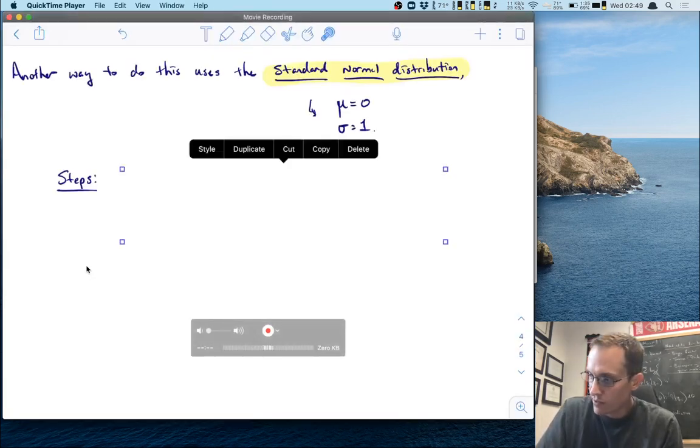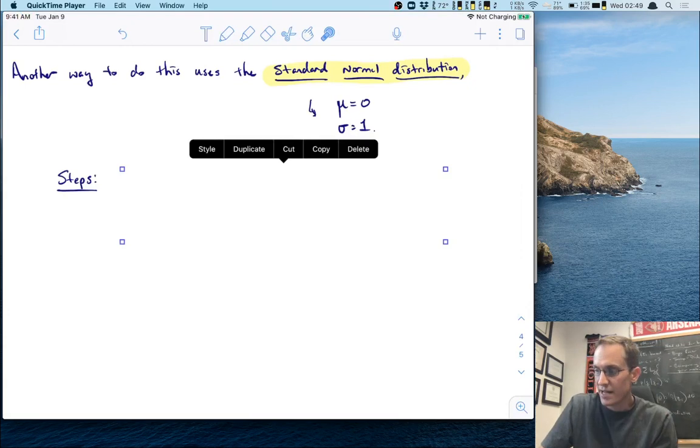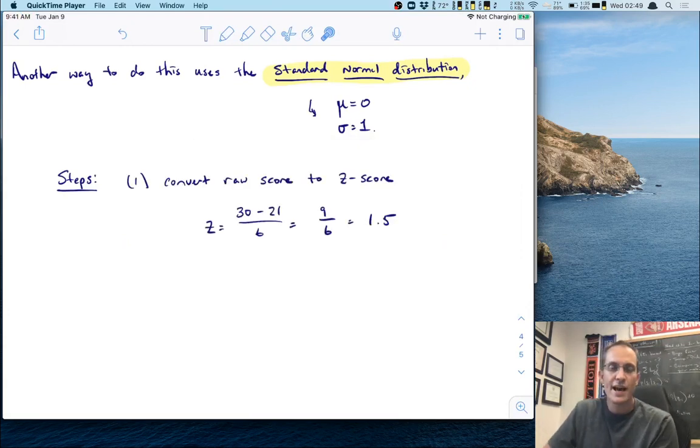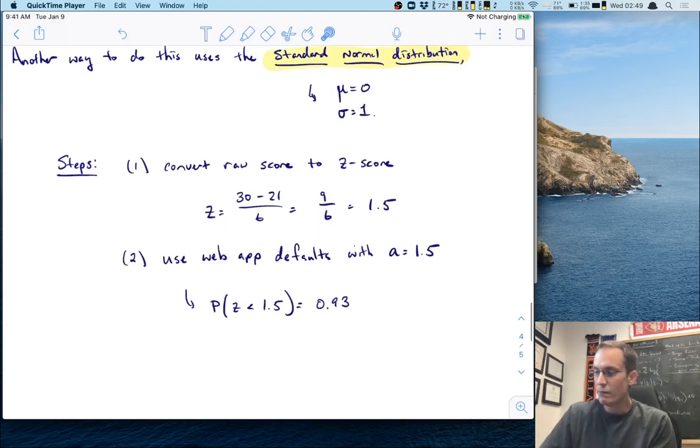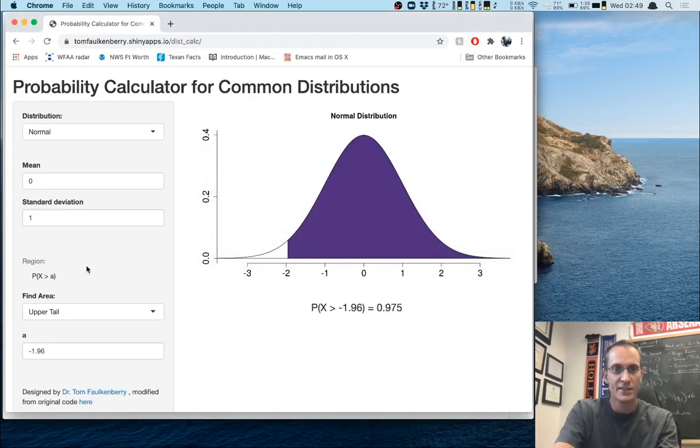So how do we do this? Well, basically there's one extra step that we have to do. And that extra step is what we did last time. We have to convert the raw score to a z-score. And of course, we've already talked about how to do this. This is a z-score of 1.5. Then what we do is we go back into our web app and we just use the defaults, but then we specify a equals 1.5. The threshold that we're considering this time is that z-score. So let's pop over to the web app and see how that's done.